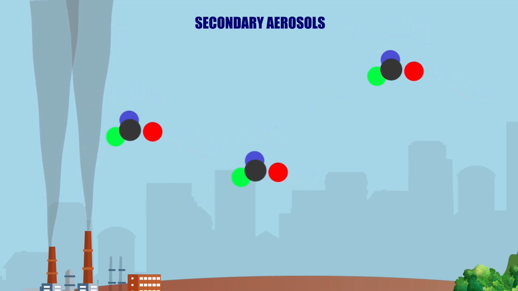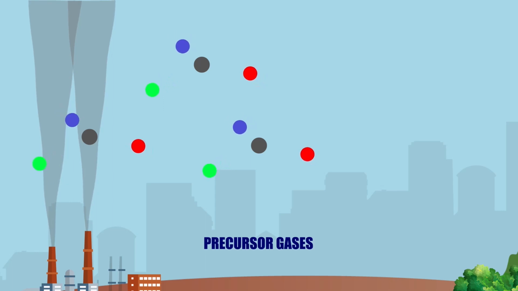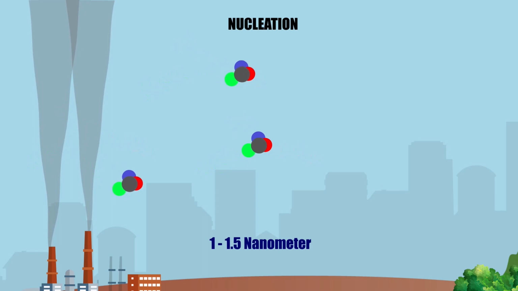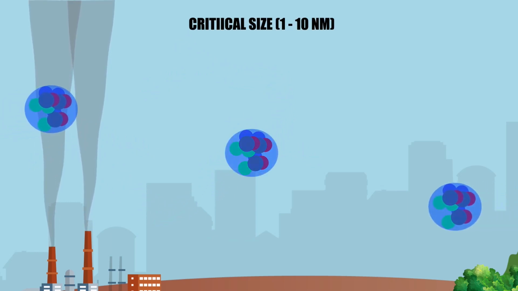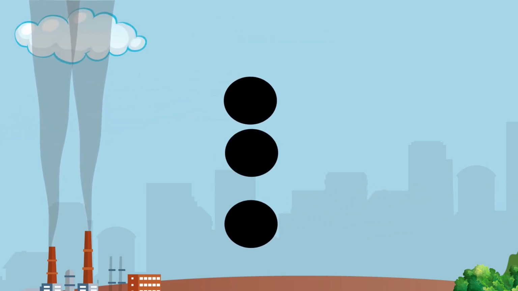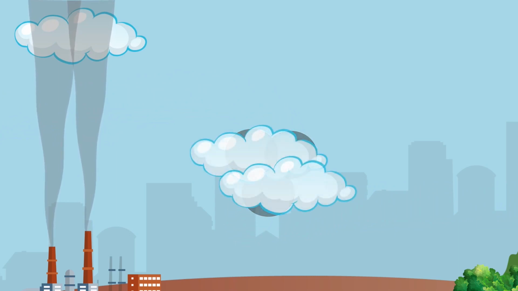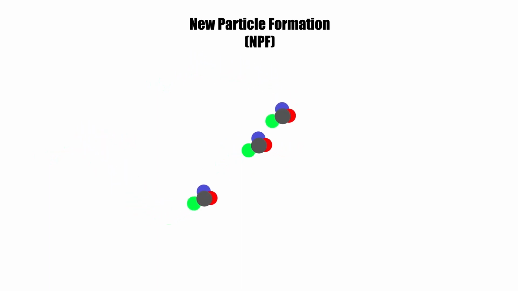On the other hand, secondary aerosols can also be generated from scratch when gaseous precursors undergo nucleation to form new particles of nanometer sizes. When these particles grow over time and reach a critical size with appropriate hygroscopic properties, they become active cloud condensation nuclei, or CCN. As they grow and accumulate moisture, they evolve into microscopic water droplets that make up clouds, affecting precipitation. The process is known as new particle formation, or NPF.